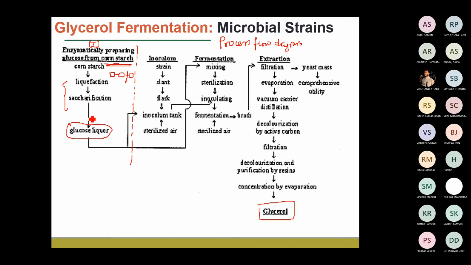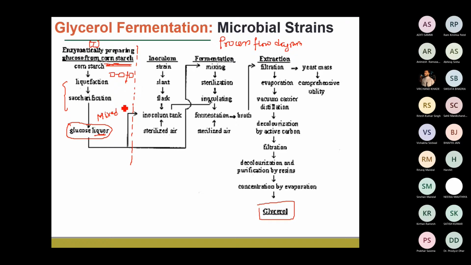Saccharification is a process by which we break down the starch molecule, the long polymer molecule of this polysaccharide, into monosaccharides. This is a glucose liquor because it has pure glucose, along with mixed sugars. It may contain oligomers of the glucose molecule and so on.